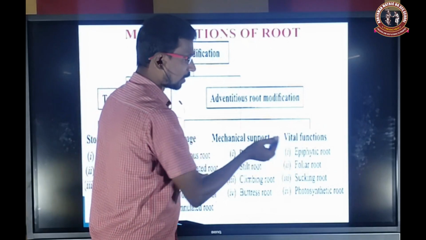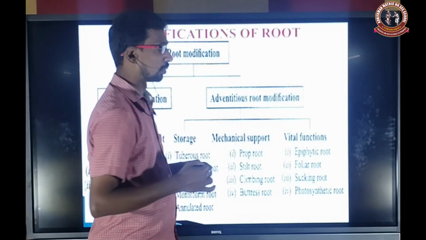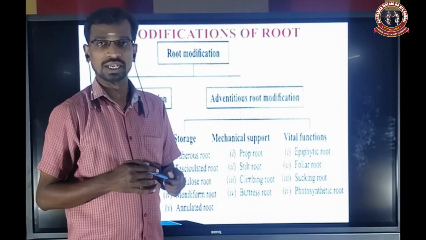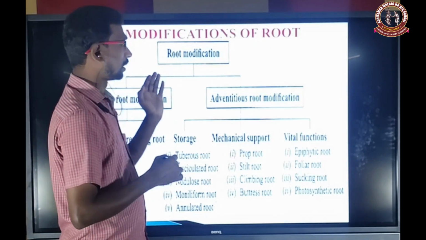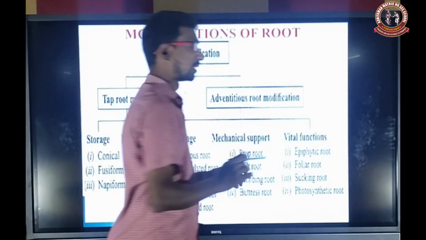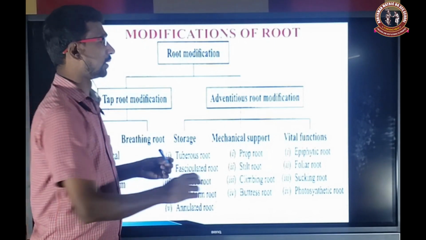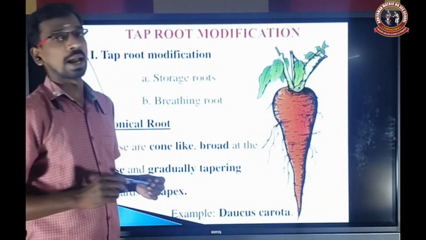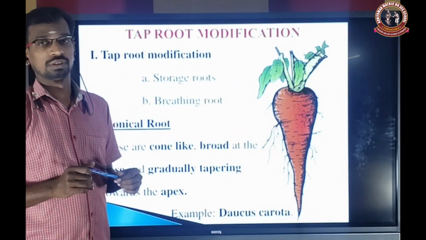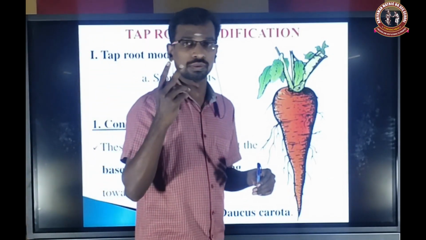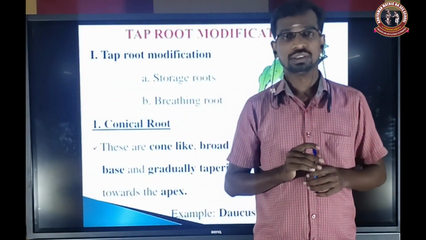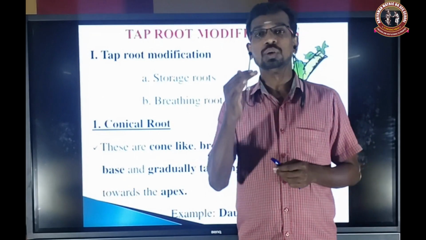In the vital function, we are going to see the epiphytic root, foliar root, sucking root, and photosynthetic root, like that. So we have entered the topic of root modification. First, we are seeing the taproot modification. There are two taproot modifications: the first one is storage, the second one is breathing.